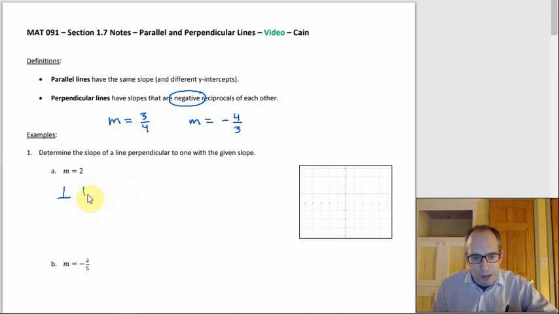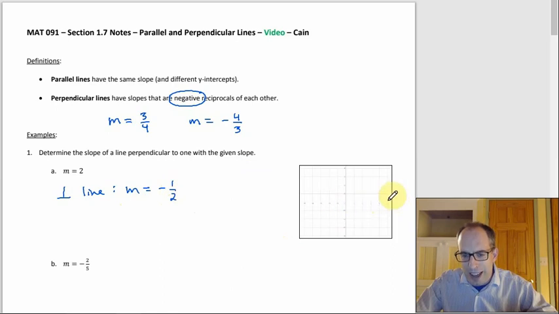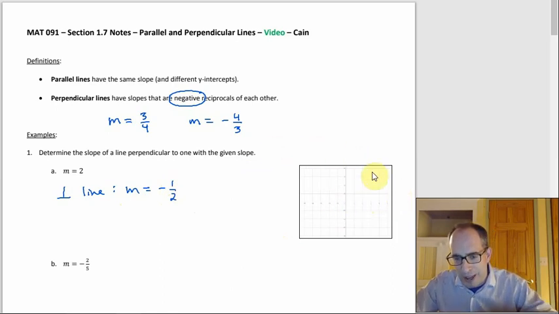But for a perpendicular line, you'd want the negative reciprocal of 2. So the reciprocal of 2 is 1/2, but we're going to want -1/2. And I think we can see it in the picture, even though this graph came out weird. The x-axis didn't come out. I don't know why that happened.